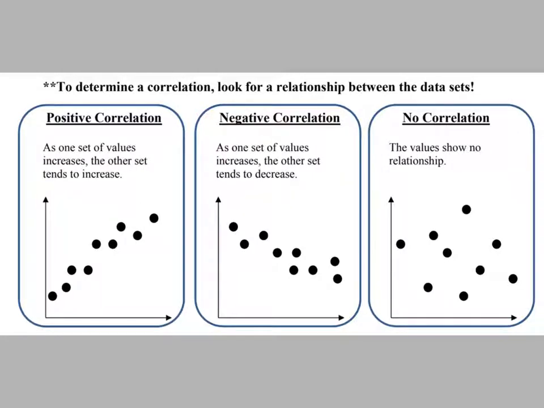So remember, when you're going to look for correlation, you want to see, does the line seem to be going up from left to right? If so, there's a positive correlation. If one set of values increases, the other increases. Negative if it looks like it's going down. No correlation, you can't tell. It's kind of scattered all around.